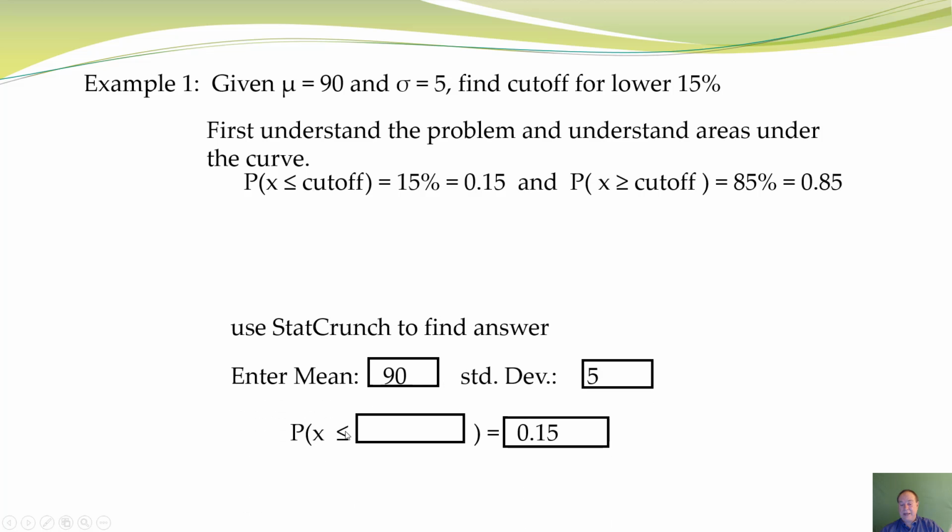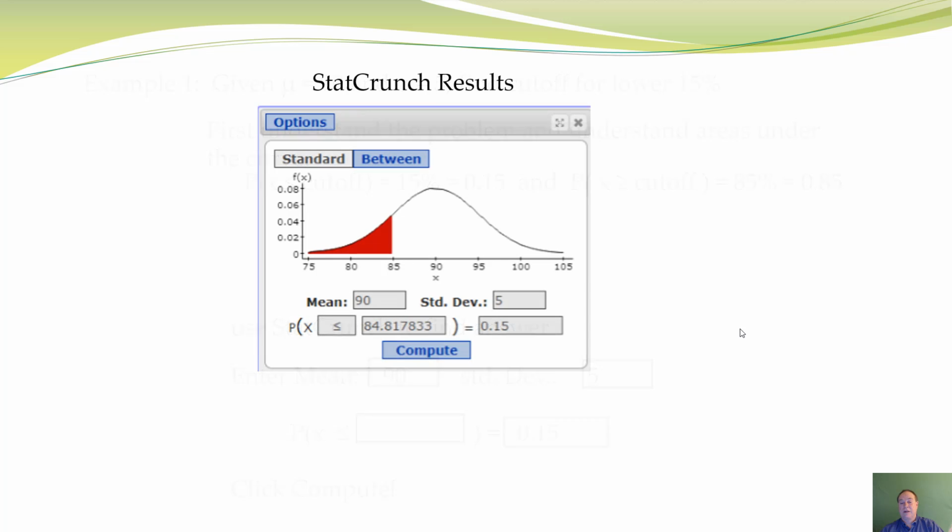I chose less than or equal, so less than or equal is 0.15. Click compute, and this is the graph you get. The mean was 90, standard deviation was 5. I wanted less than or equal to be 0.15. So I got this for my answer right here.